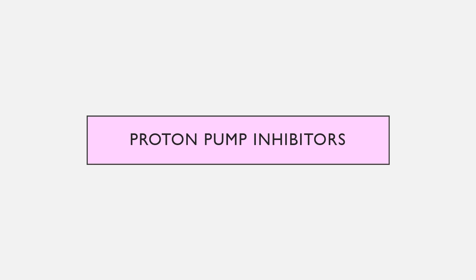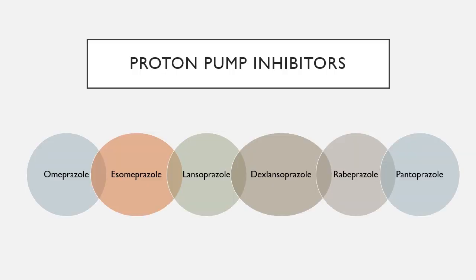It is available by the name of Risek, Omega, etc. So 6 proton pump inhibitors are available. Omeprazole, which is the most common one, it is most commonly used. Its isomer esomeprazole. Lansoprazole, its isomer dexlansoprazole, rabeprazole, and pantoprazole. So all the H2 blockers were ending in tidine, and the proton pump inhibitors are ending in prazole.